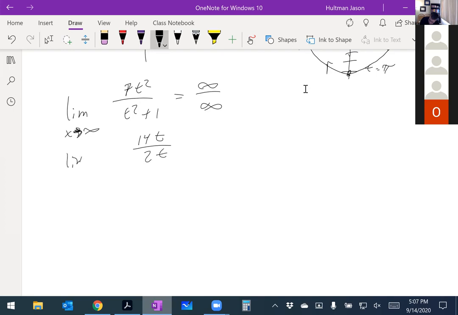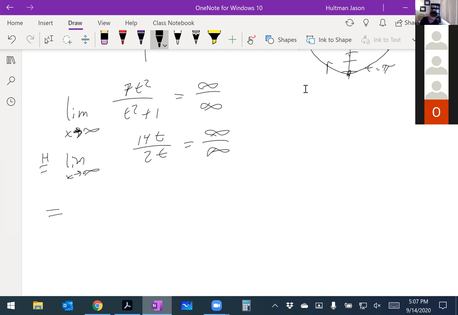So that becomes the limit as t goes to infinity. And would you agree that this is infinity over infinity? That would be 7, right? No, this is still infinity over infinity. Oh, okay. Yeah, this is not 7. This is still infinity over infinity. Does that make sense? Yeah.